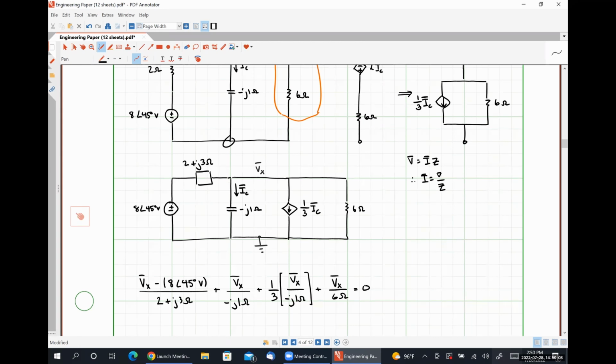Now we have a one equation, one unknown system that we could solve for Vx. And since we know the relationship between Vx and IC, we're one step away from that. So I'm not going to go through the algebra here because I believe I've done that enough and you guys should be able to follow my thought process there.